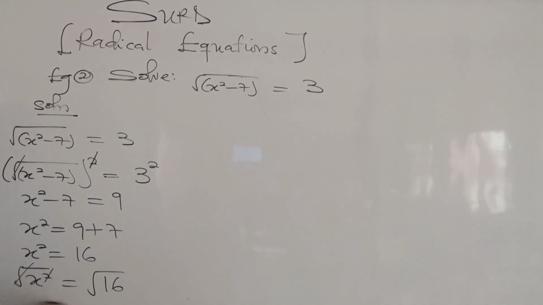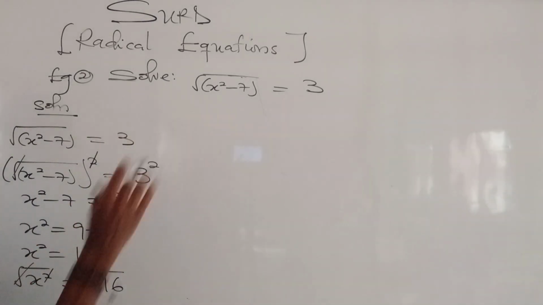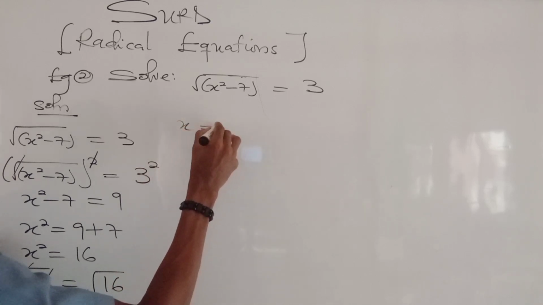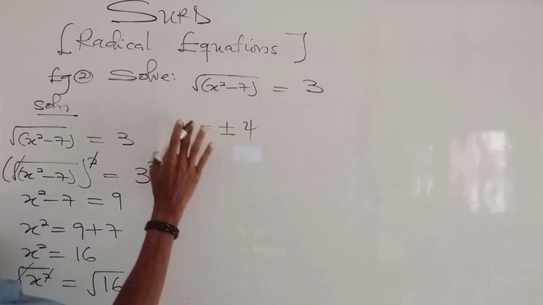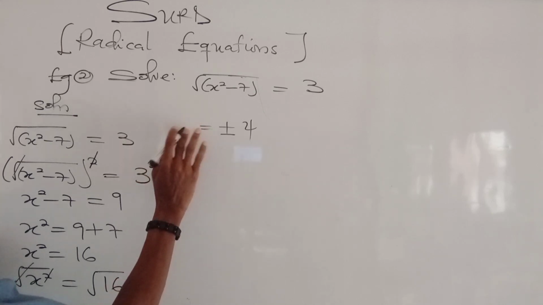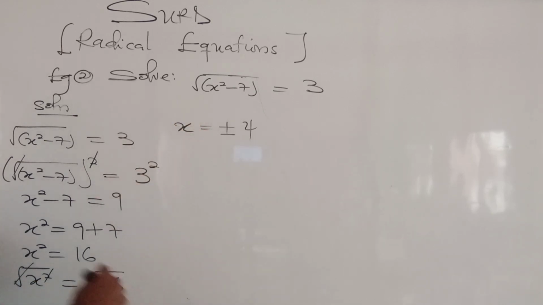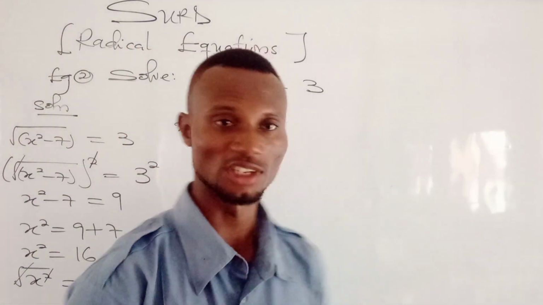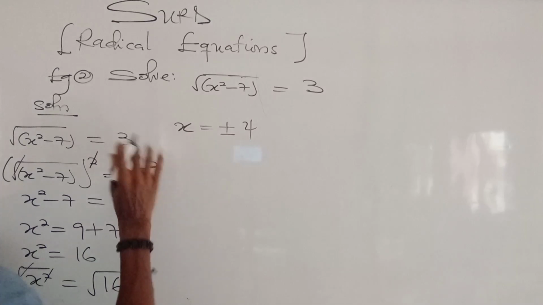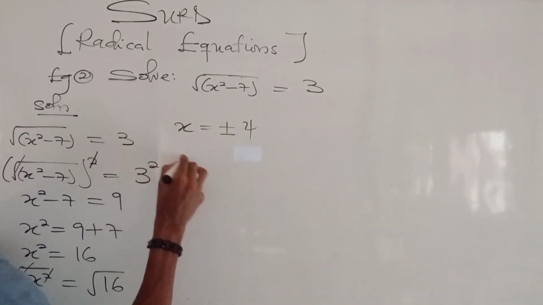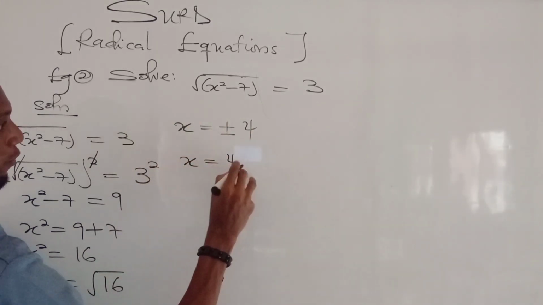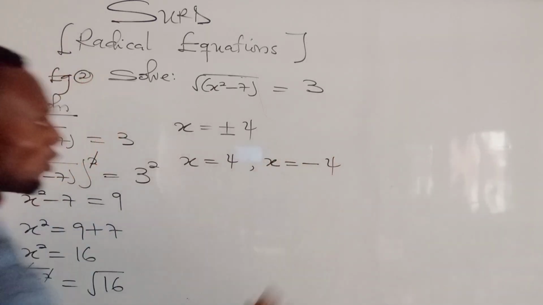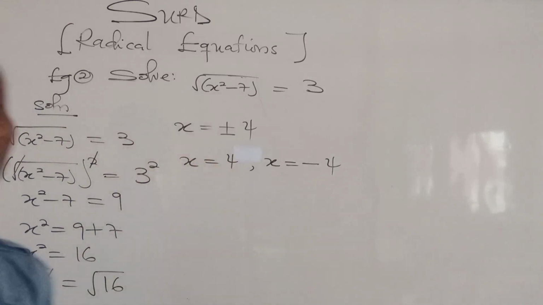Okay, so let me clean it and continue from this side. So I'm going to get my s to be equal to plus or minus 4, which means that our s is equal to positive 4 or our s is equal to negative 4. I hope you understand up to this point. Let me expand it so that you see it. So our s is equal to positive 4 or our s is equal to negative 4. That's the meaning of plus or minus 4.